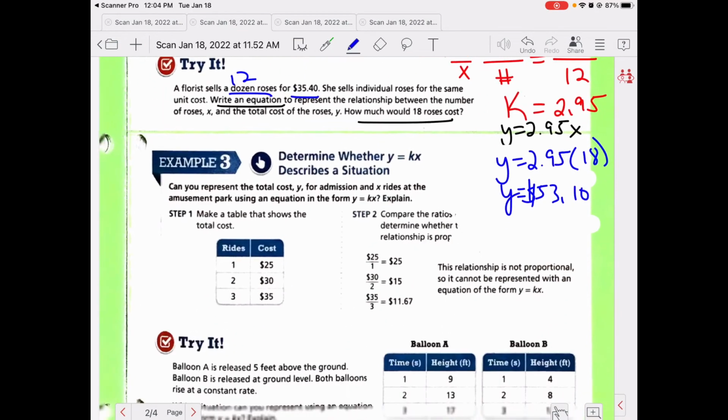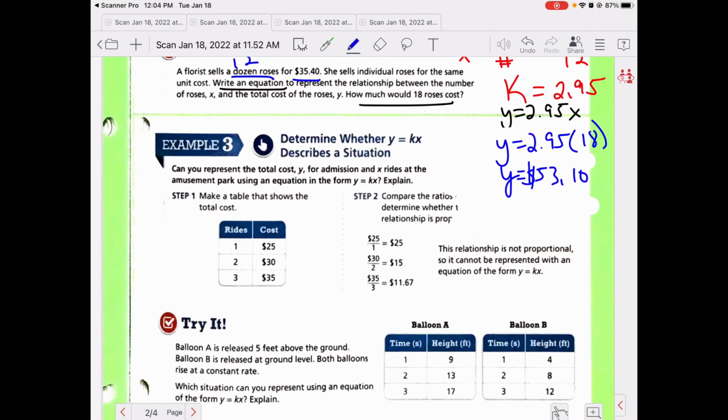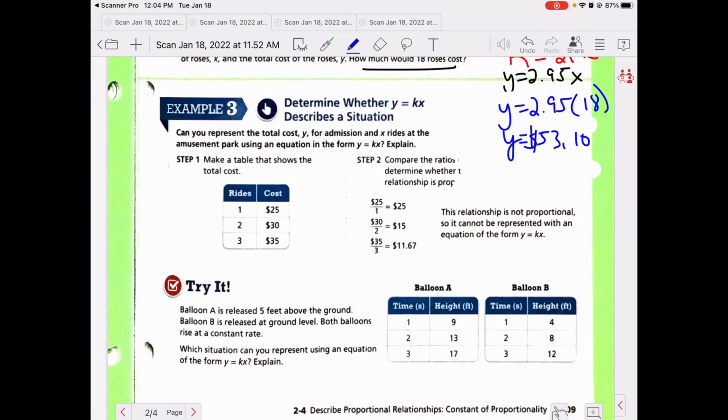All right. So example number 3, we're going to determine whether y equals kx describes the situation. So can you represent the total cost y for admission and x rides at an amusement park using an equation in the form y equals kx? Explain. So if I'm looking at this, we're going to make a table that shows the cost. So 1 ride is $25, 2 rides is $30, 3 rides is $35.